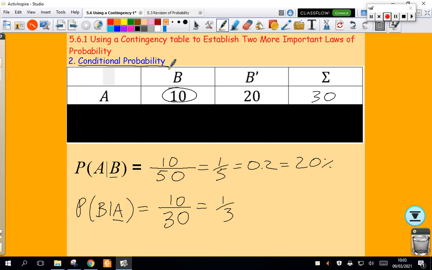There's a condition. You're given something that has to happen. Here I'm saying I'm given it has to be in column B. Here they're saying you're given it has to be in row A. So you've got a condition.